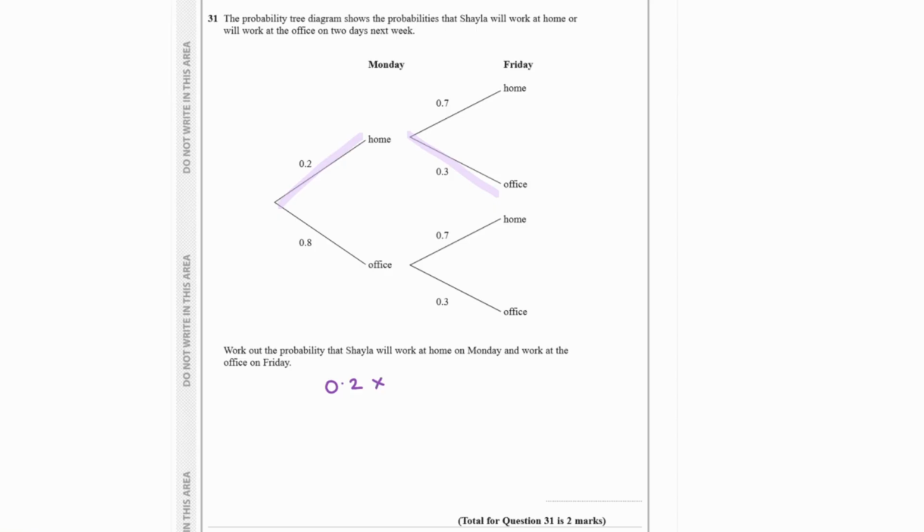So we would do 0.2 multiplied by 0.3, and 2 multiplied by 3 is 6. Because we are multiplying decimals here, which have a total of 2 decimal places, that means for our answer 6, we're just going to move the decimal place back 2 times, so once and twice. So the decimal goes there, and our answer is therefore 0.06. So this was a 2-mark question, and we would get 1 mark for correctly identifying the probabilities that need to be multiplied, and a 2nd mark for getting a correct final answer of 0.06.